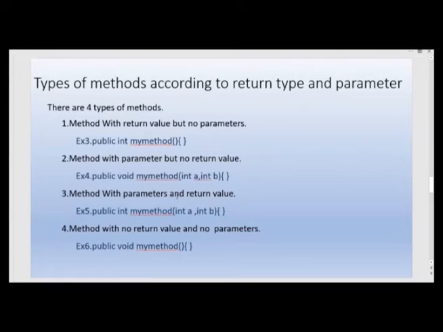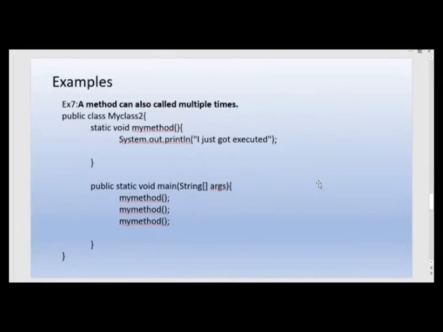The fourth one is the method with no return value and no parameters. Public void myMethod, it has no return value and no parameters. Void means that the method cannot return anything, and inside the parentheses it is empty. I think you can get the idea about the types of methods. Now we move to the next one.